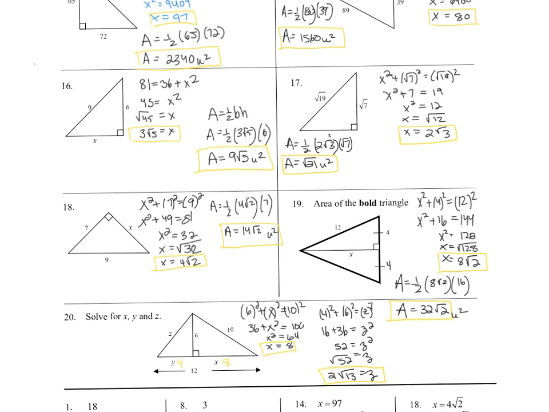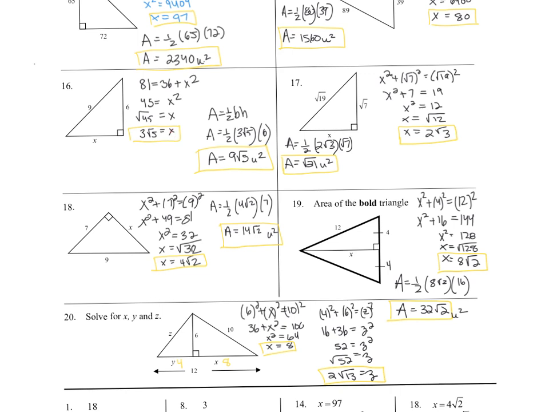All right, number 16. On the second row here, we are given the hypotenuse is 9, a leg is 6. We're looking for the other leg, and so we're going to say that 9 squared, 81, is equal to 6 squared, 36, plus x squared. Subtract 36 from both sides. We get x squared equals 45. The square root of 45 we know is 9 times 5, which gives us that x is equal to 3 times the square root of 5.